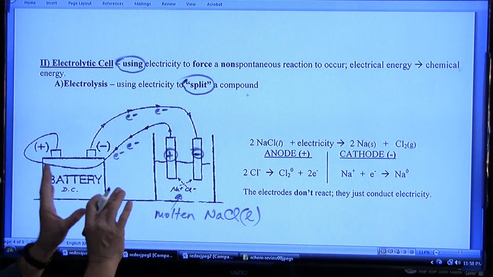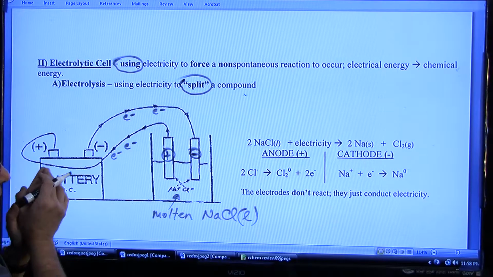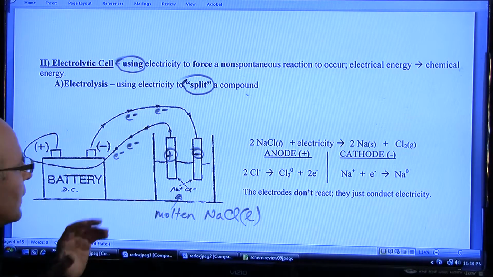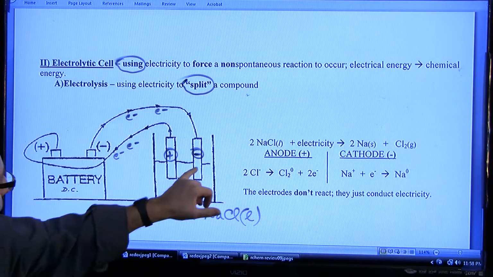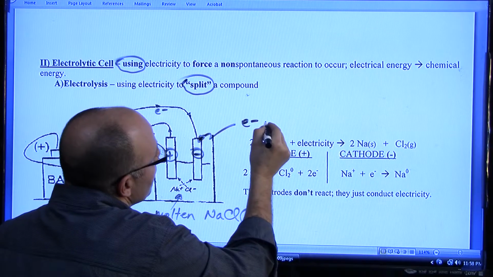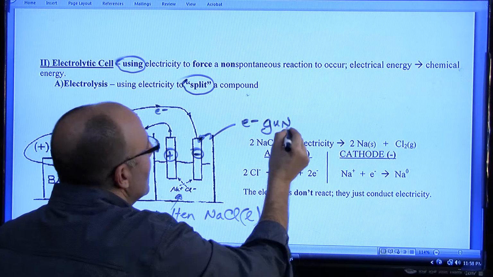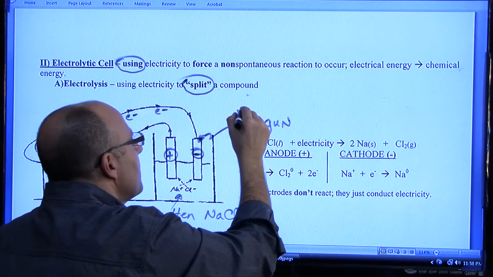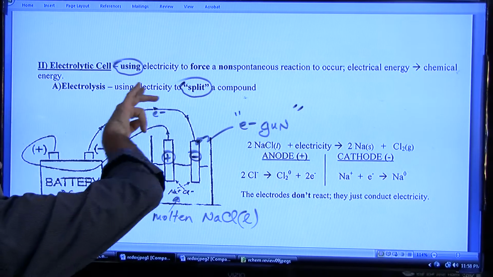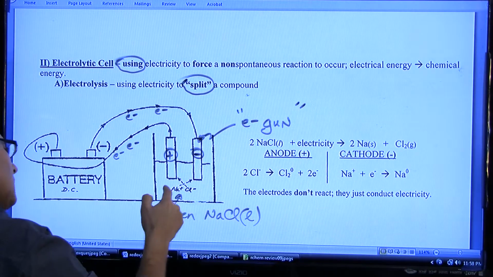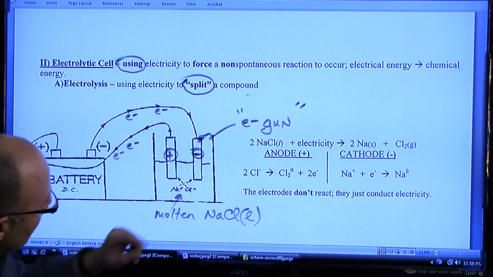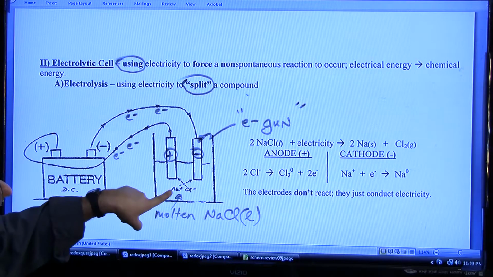The electrodes in this example do not participate. They have nothing to do with the chemical reaction. They're just conducting electricity. So think of this electrode, even though it has a technical name, as an electron gun, as a friend of mine used to put it. All right, so this electrode, since electrons are being forced out of the battery, is shooting electrons at whatever is attracted to it. And what's attracted to the electron gun, or the negative electrode, is the positive ions here.